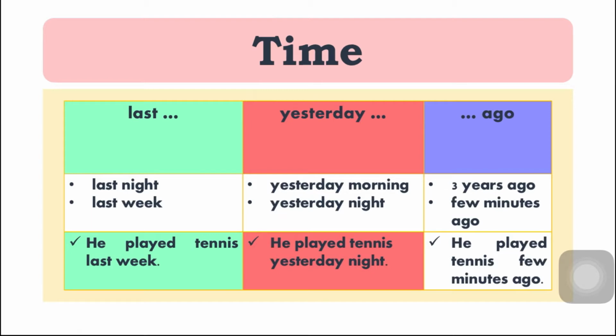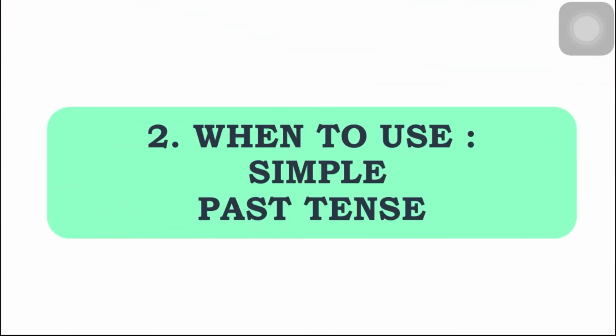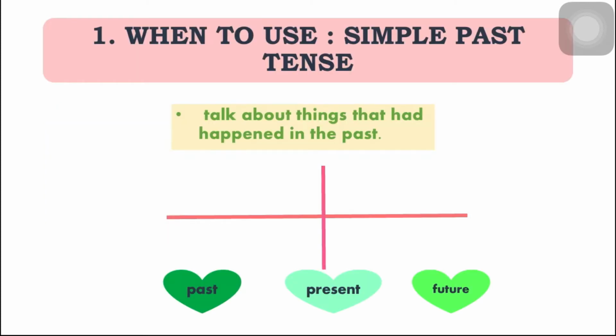Or we can use ago. For example, 3 years ago or a few minutes ago. So we can say he played tennis a few minutes ago. All of these depend on your context. Alright, next we'll learn when to use simple past tense. We use simple past tense to talk about things that had happened in the past.